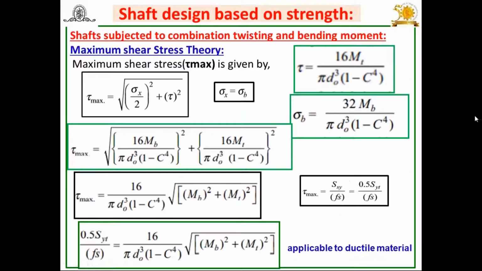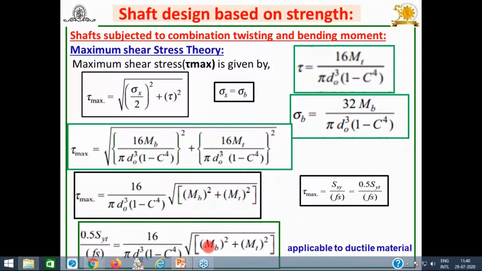Now let us see, suppose maximum shear stress theory, you have this equation. If you have to design a hollow shaft according to ASME code, what changes do you have to make? This Mb should be multiplied by Kb, and Mt should be multiplied by Kt.